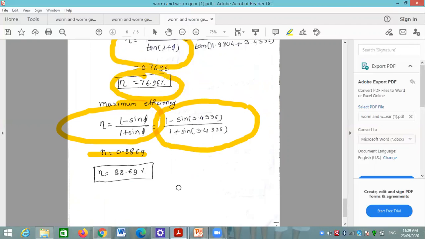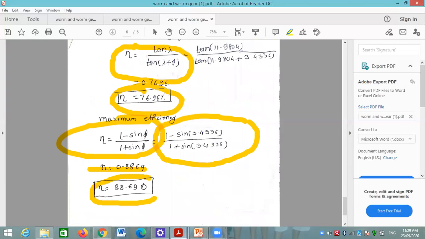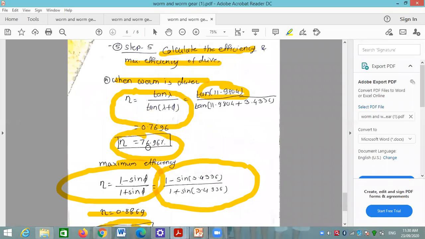Means if we take lambda or lead angle equal to 43.2832, then we will get the maximum efficiency equal to 88.69%. But if we take lambda equal to 11.9804, then we will get the efficiency equal to 76.96. This is the numerical which is asked in university exam for 8 marks. So this is the numerical which is based on the worm and worm wheel.